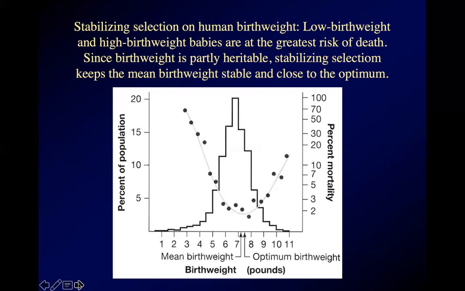The dots, whose y-axis is on the right side, show percent mortality. Babies with low birth weight are more likely to die. I think this data is a few decades old. This would still be true today, that if you're born extremely small, you're probably going to go into neonatal intensive care. This data may actually be from the 50s, when NICUs were not nearly as well developed as they are now. And if you were born prematurely, you were quite likely to die.